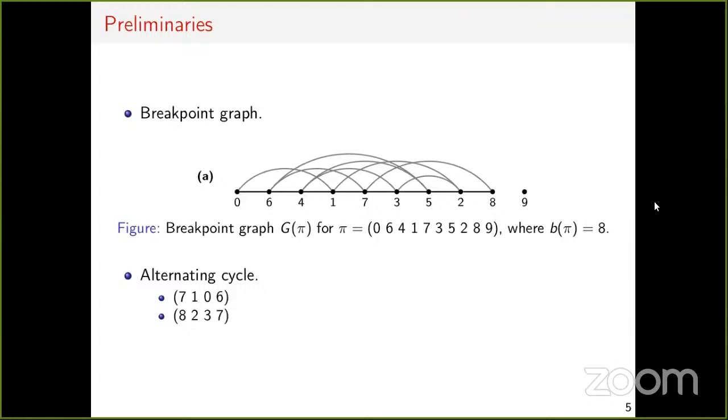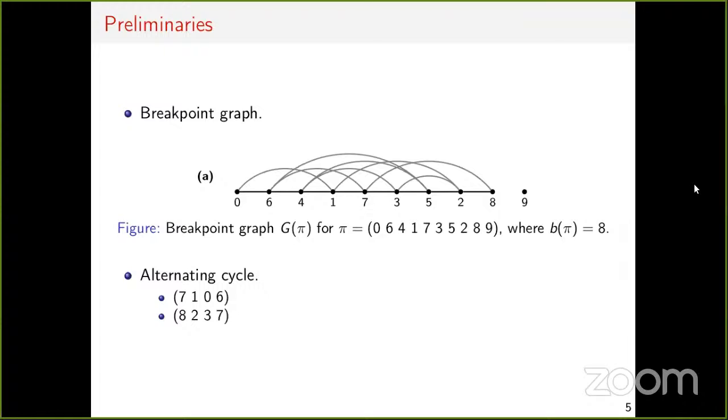And if two elements are consecutive in the identity permutation and not consecutive in the permutation pi, they will have a gray edge connecting them in the breakpoint graph. For example, the elements 0 and 1 are consecutive in the identity but are not in this permutation, so there exists a gray edge connecting them. In this presentation, I will always show the graph with black edges drawn as a horizontal line, and the gray edges drawn as arcs connecting two vertices.